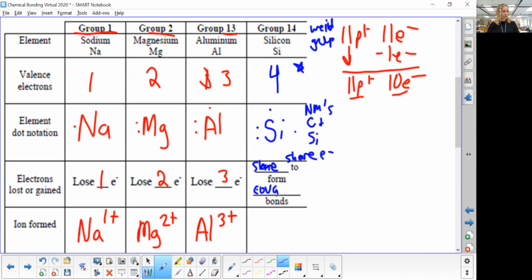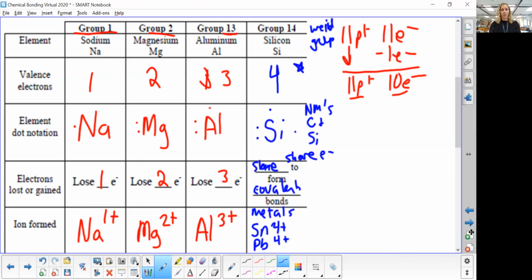But if you look down group 14 or 4A, you do have some metals, tin and lead. And metals, we talked about, lose electrons. So the metals, tin and lead, those are the symbols for tin and lead here. They will lose 4, and so you will get a 4 positive on those 2 elements.